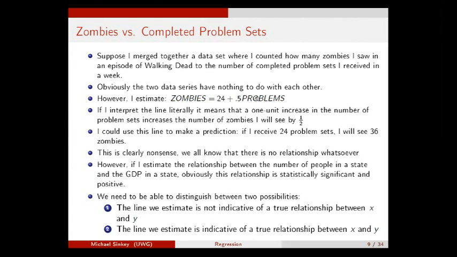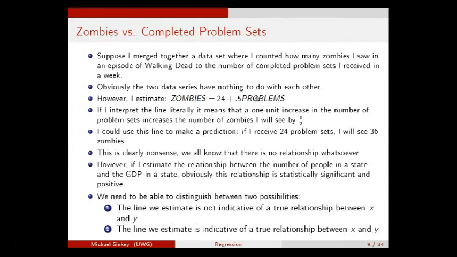We need to be able to distinguish between two possibilities. One, the line we estimate is not indicative of a true relationship between X and Y. Two, it is. So either it is or it isn't. We'd like to know when we are reasonably allowed to think that there's a relationship there. Because clearly with the zombies problem set example, there's no relationship there. And we shouldn't be thinking that there is one. It's problematic if we do.